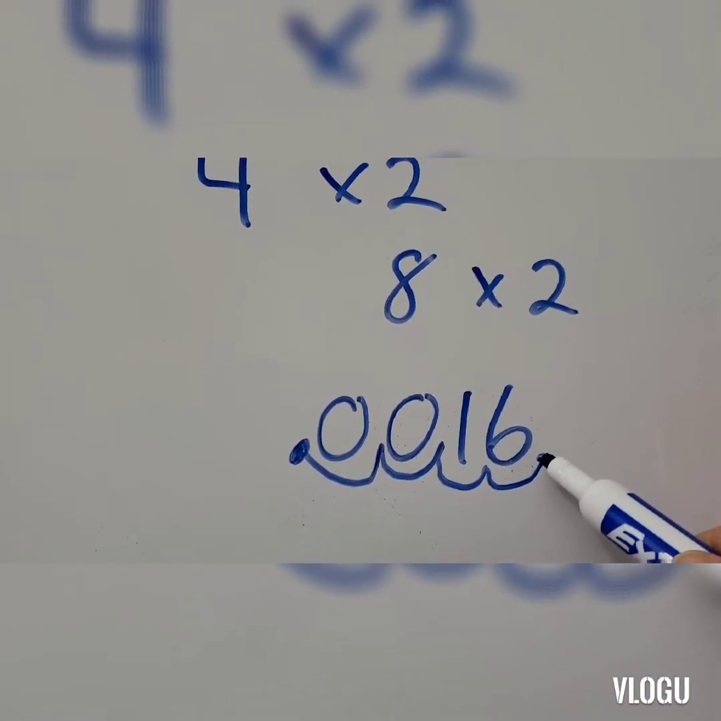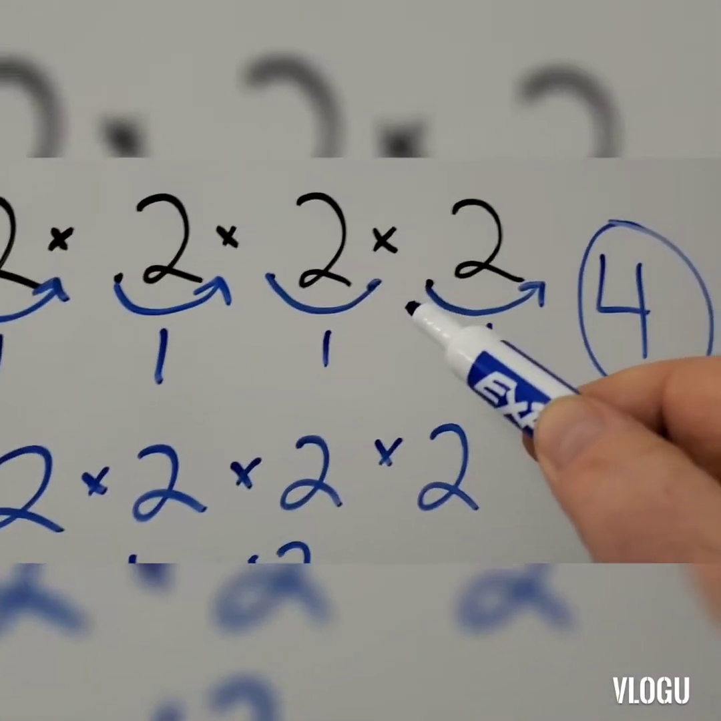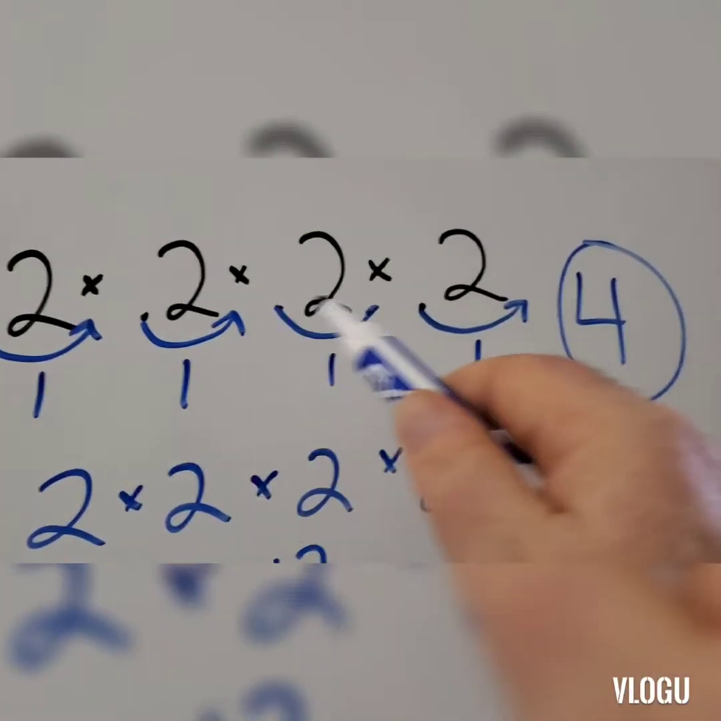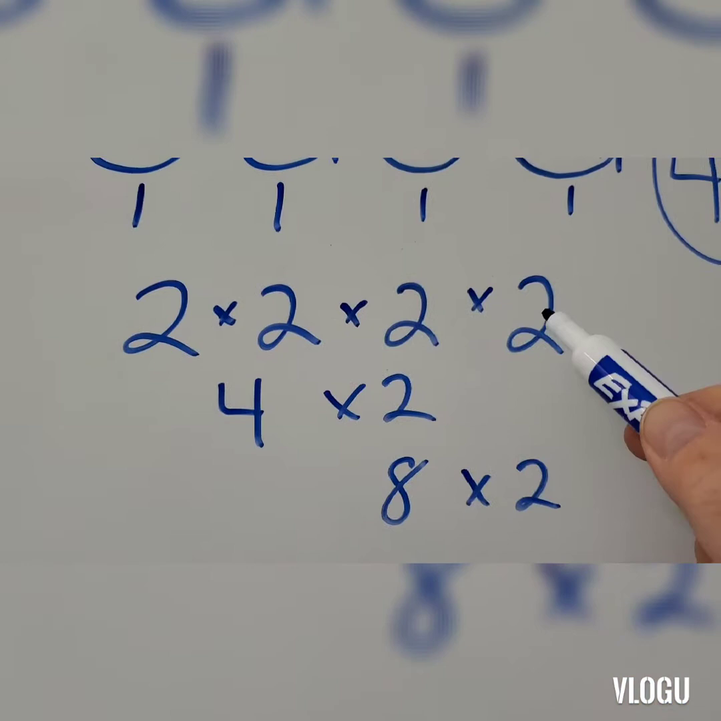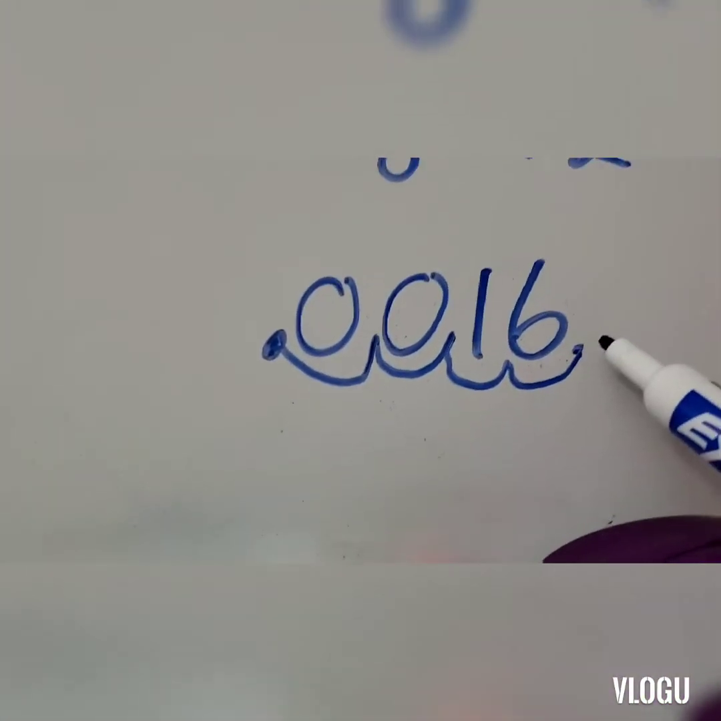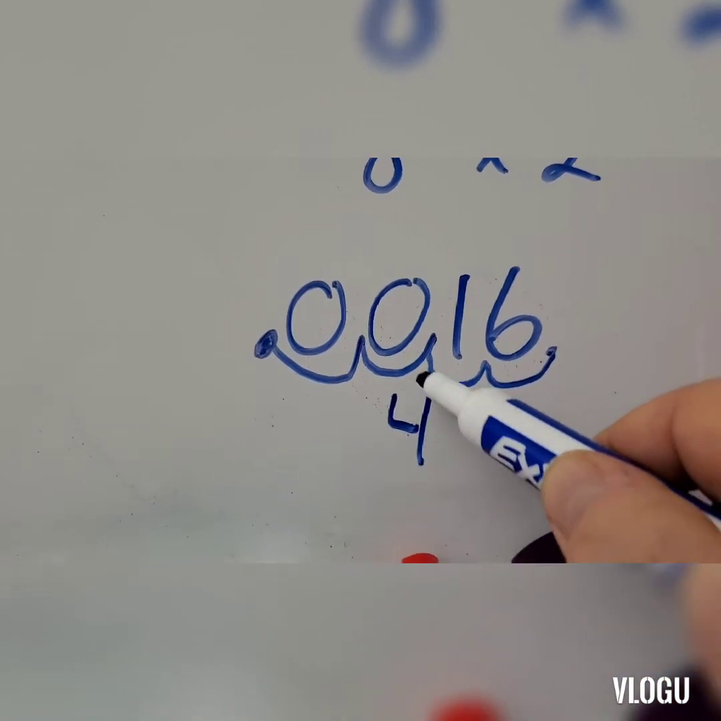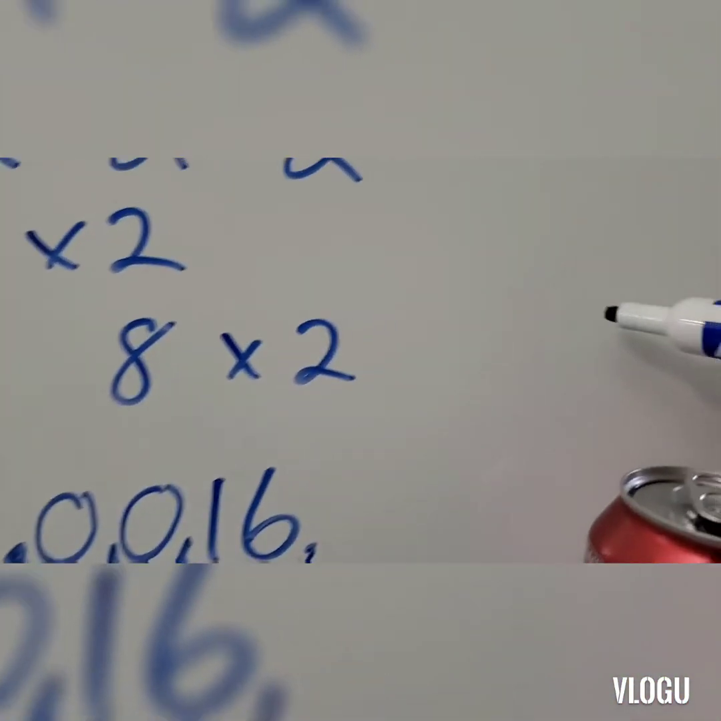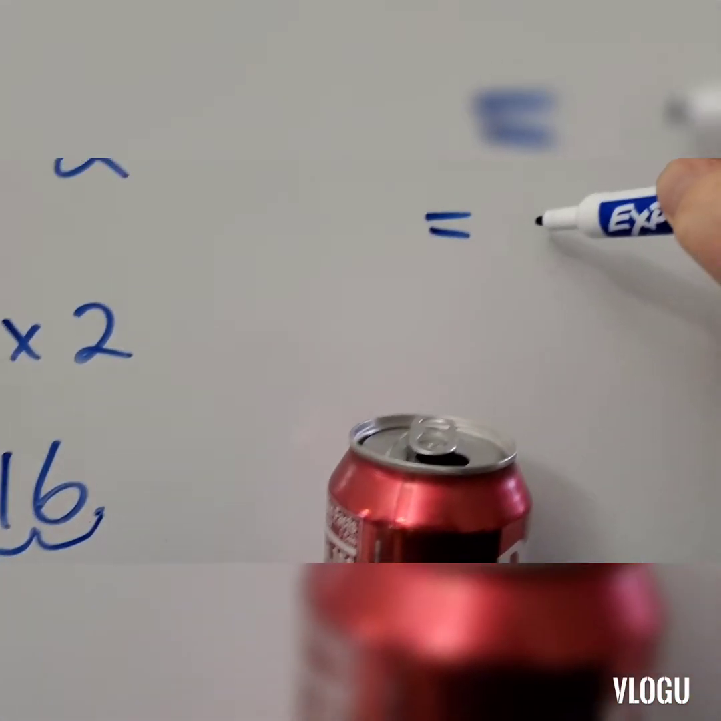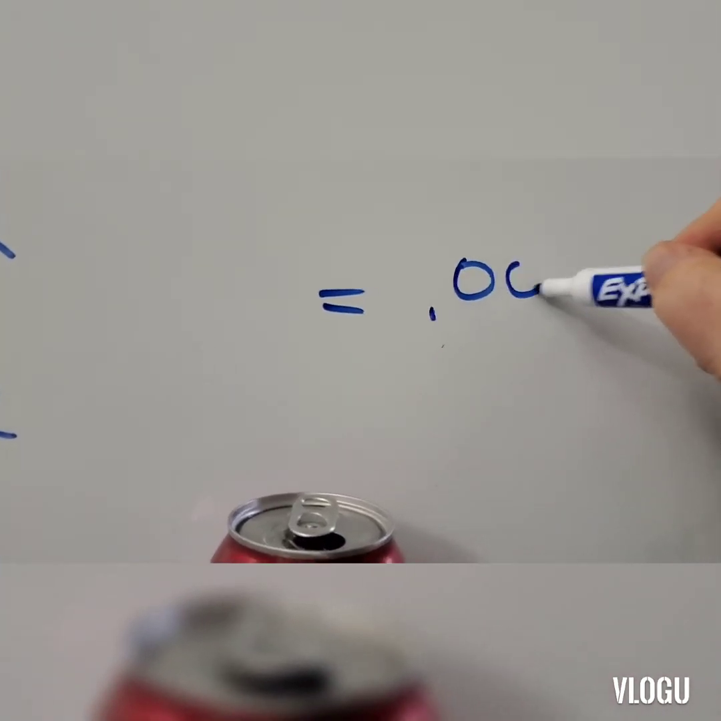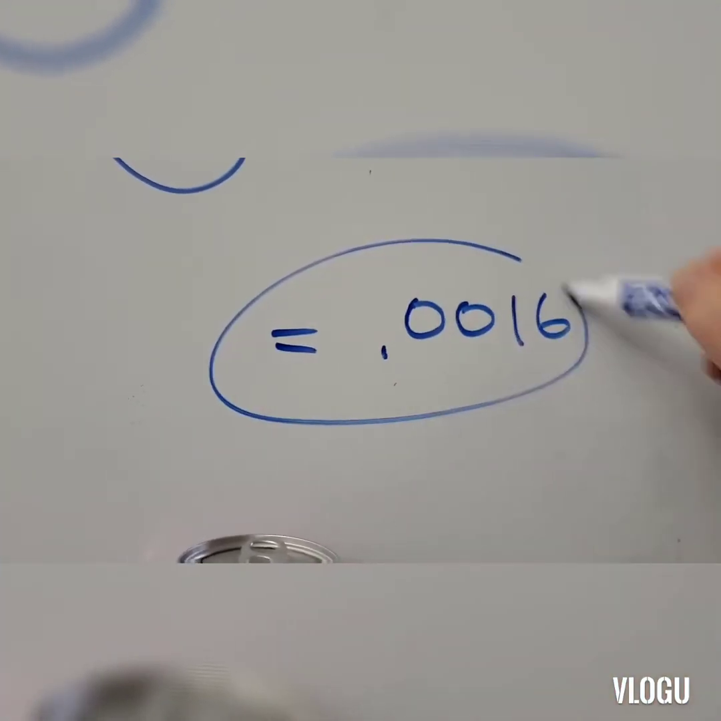So I've slid my decimal out a total of 4 places, making my math easy. Then I slide the decimal back into my answer 4 places. And so the answer is 0.0016.